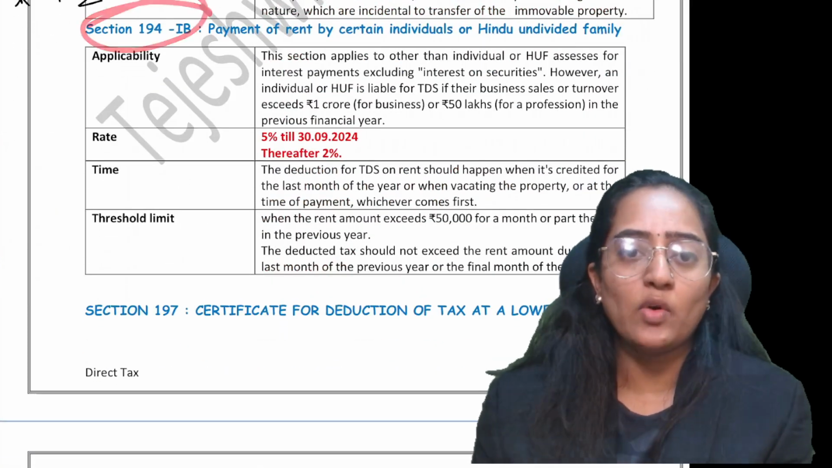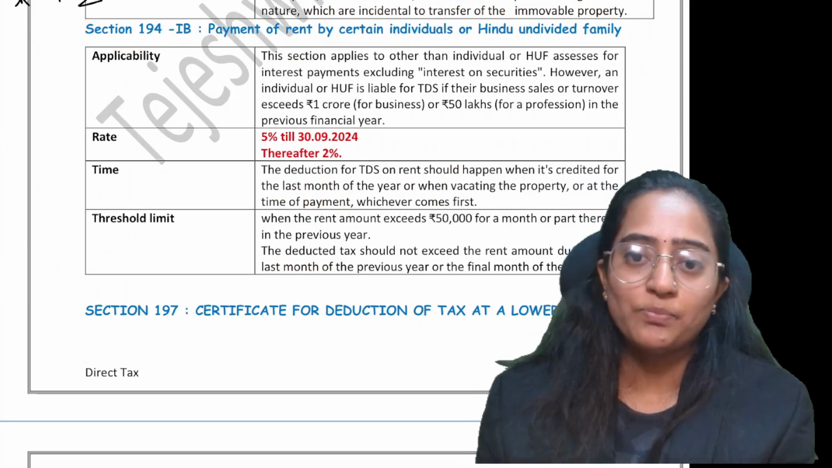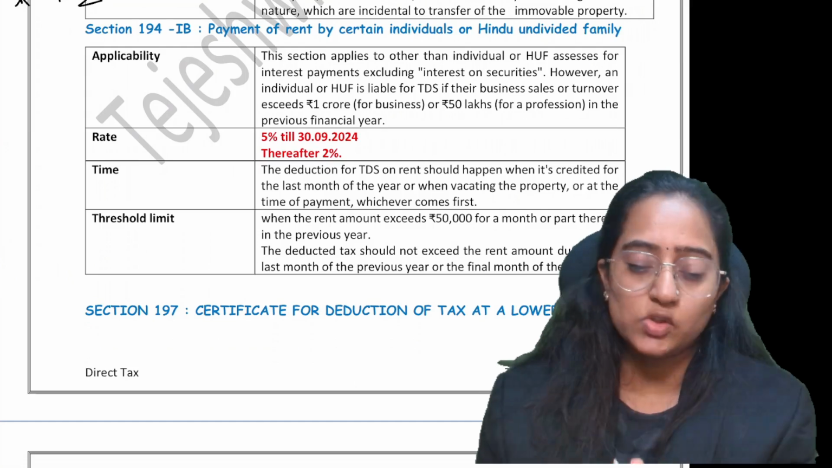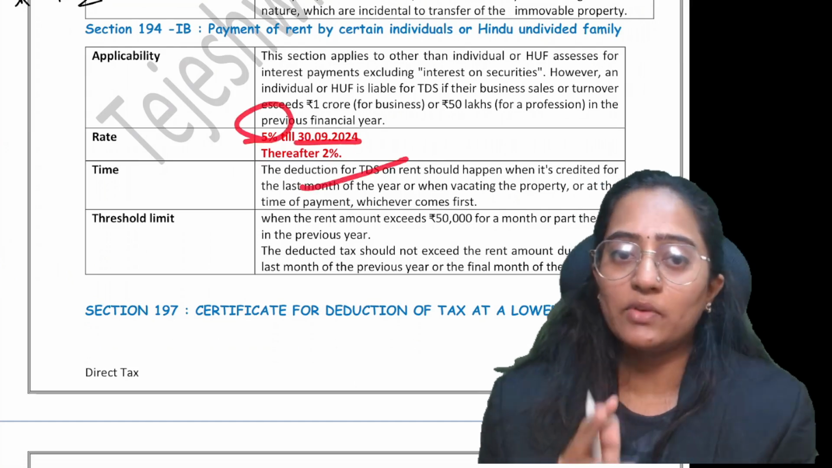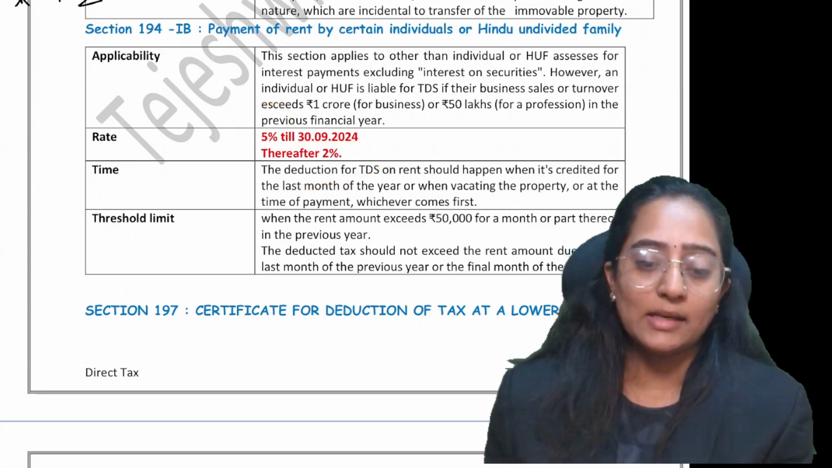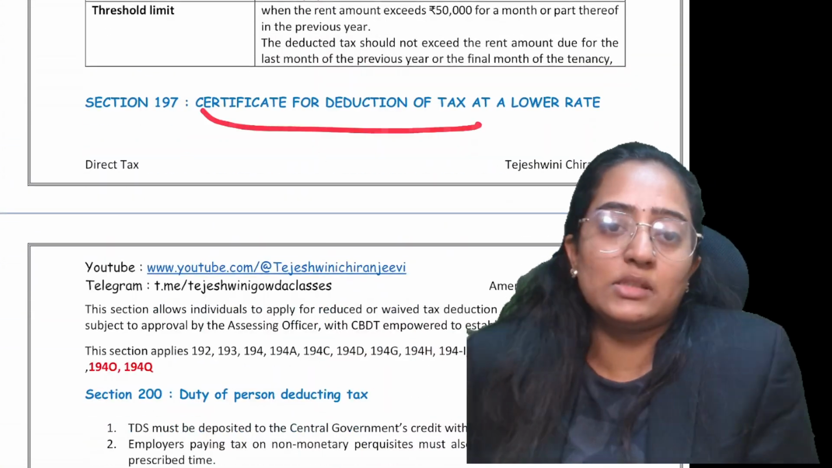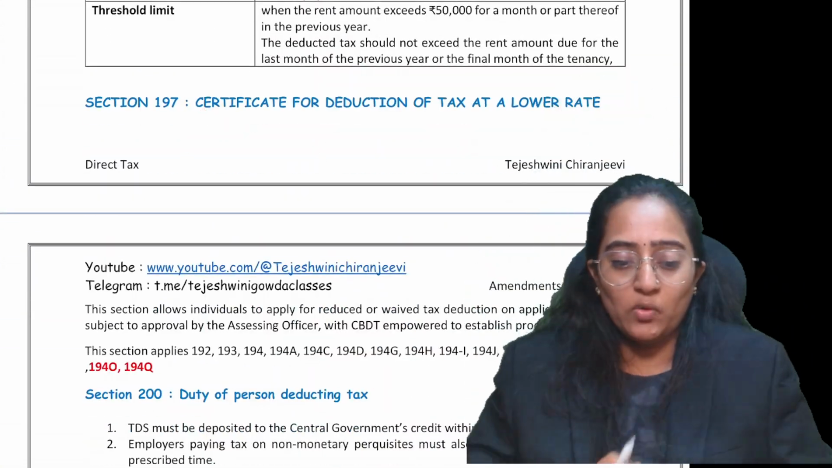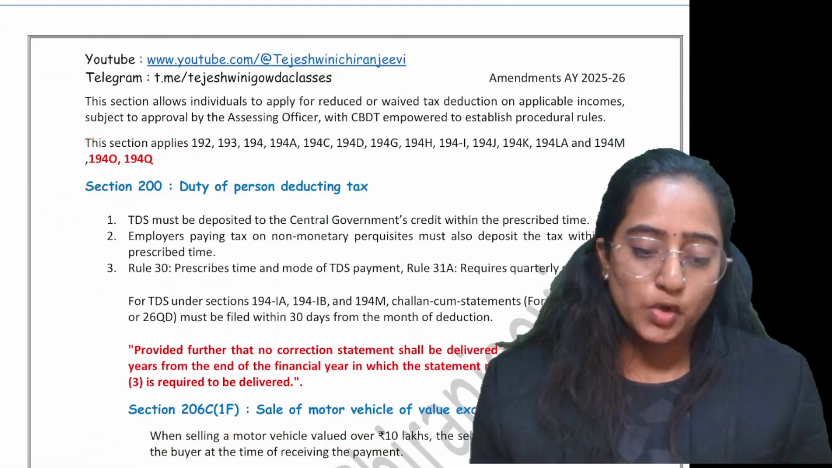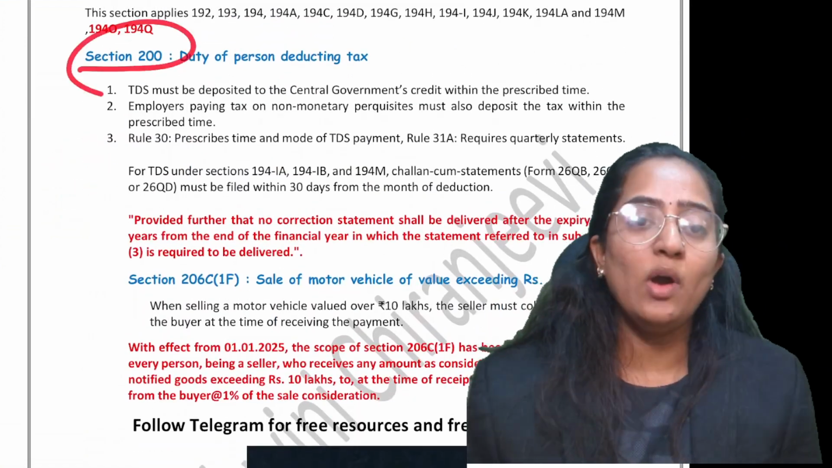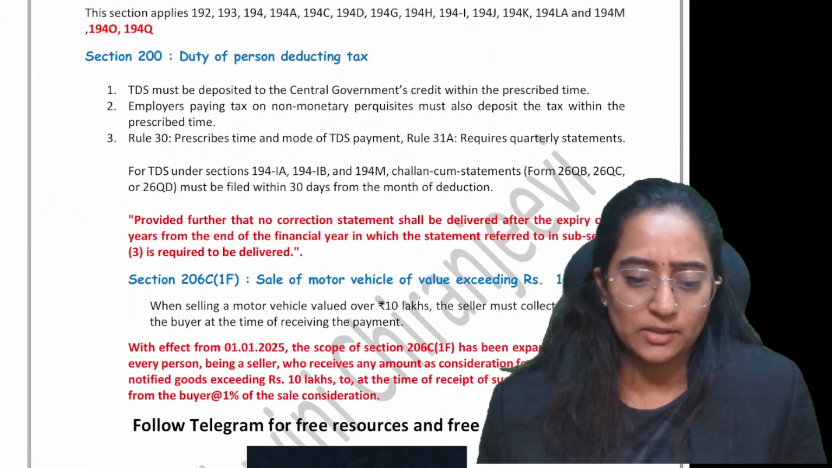Section 194IB: if the rent is being paid by certain individuals or an HUF over the year, the payment of that rent attracts 5% till this date, and thereafter it is going to be 2%. All these rates are very, very important. A certificate for deduction of tax at a lower rate is now going to be applicable for 194O and 194Q also. Section 200 speaks about how the tax and other things need to be deducted.